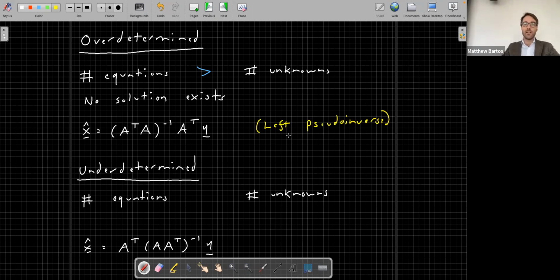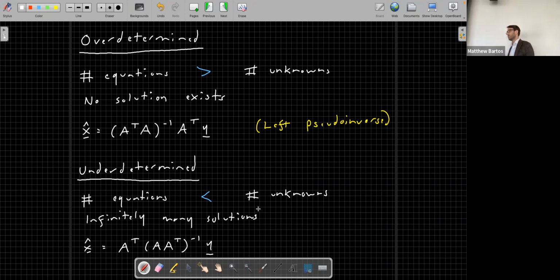Okay. So for the underdetermined problem, what shape is our A matrix in that case? It's wide, right? So the number of equations is less than the number of unknowns. Okay, so it's underdetermined. And this means, is there a solution to this set of equations? Yes. Is it unique? No. So there's actually infinitely many solutions to problems of this form.